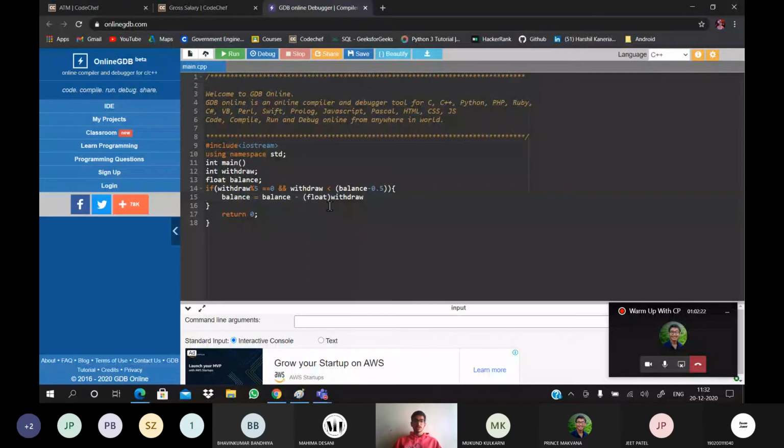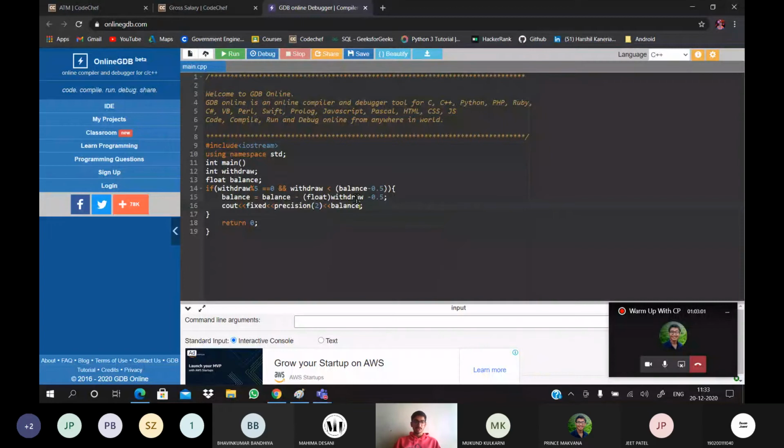Then let us print. We want 2 digits of precision, so we write fixed, then set precision of 2 digits, then we write the argument which we want to calculate.